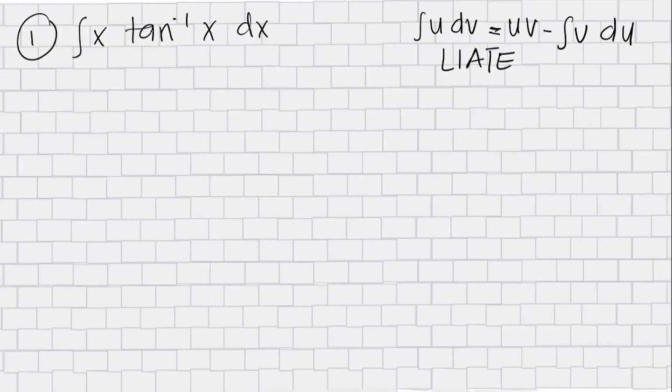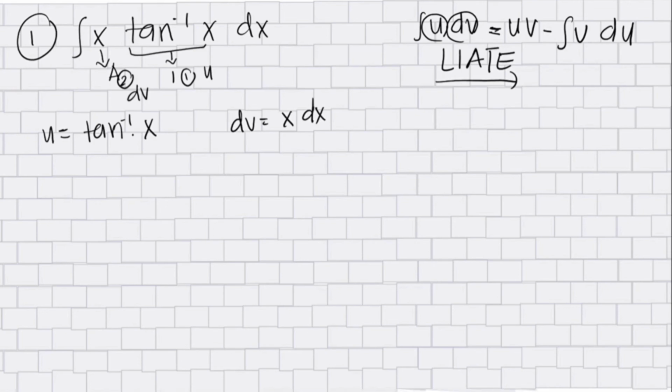So for this question, we need to decide which one is u and which one is dv. So by using the order lineage, x is in the category of algebraic, while arctan x is in the category of inverse trigonometry. So by using this order, this one comes first, after that algebraic. So we can label the first one as u and the second one as dv. We take out the information.